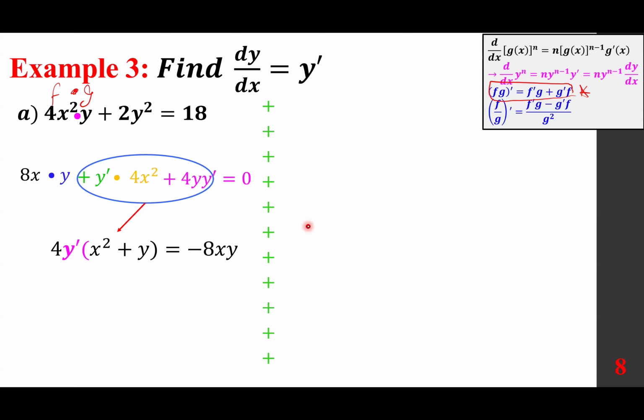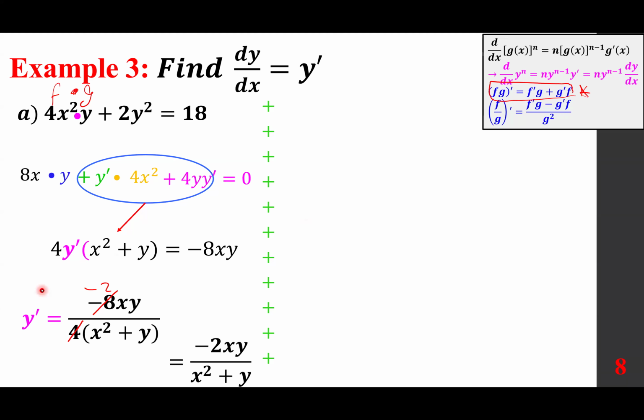So divide the right side by 4 times x squared plus y, and this goes away. This changes to negative 2. So y prime becomes negative 2xy over x squared plus y.